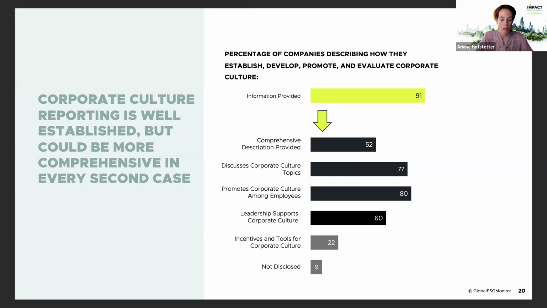Incentives and tools for corporate culture are less frequently in reporting. Only 22% report on this. And in only 9% of the cases, we have no information at all. So we can come to the conclusion that corporate culture reporting is well established, as you can see here on the left side.